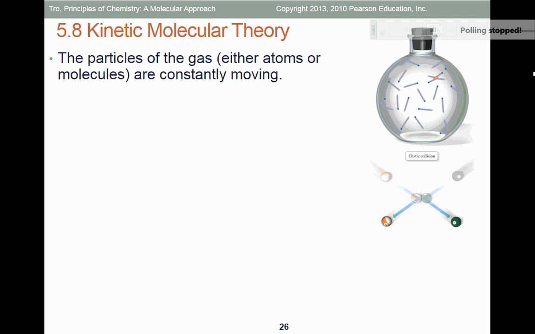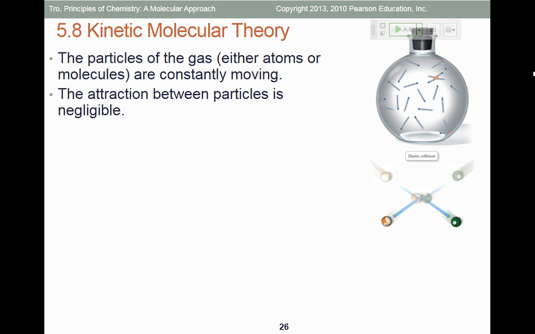So let's talk a bit about kinetic energy, molecular motion. Particles of a gas, either atoms or molecules, because of course we could have helium gas, that's not a diatomic molecule, are constantly moving. They're always moving. They're hitting the sides of the containers. We've talked about this a little bit with Boyle's law.